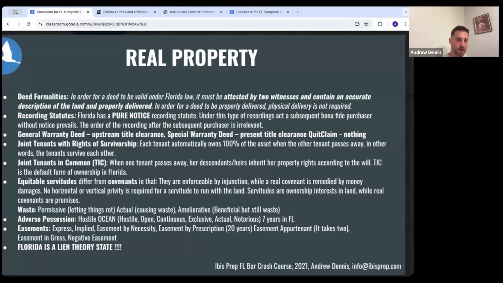Adverse possession, that's acquiring title via squatting rights. Don't write that in your essay. That's not the most articulate way, but it's acquiring title via hostile, open, continuous, exclusive, actual, and notorious use of the land. The period for adverse possession is 7 years in Florida. It's 20 years for a prescriptive easement. And easements could be express, implied, by necessity, by prescription. They could be appurtenant, in gross, negative. You can cite the Fontainebleau case, Fontainebleau versus Eden Rock, to mention that Florida does not recognize an easement for light or air or view.